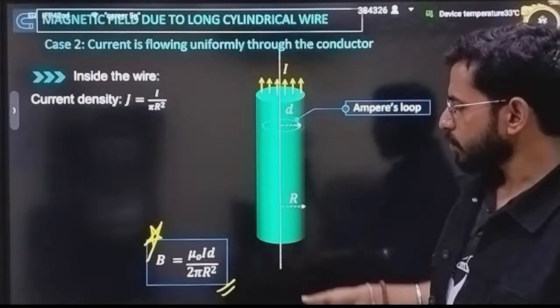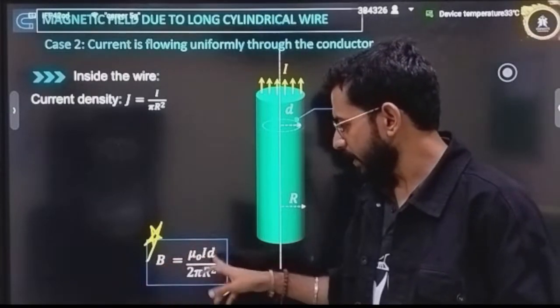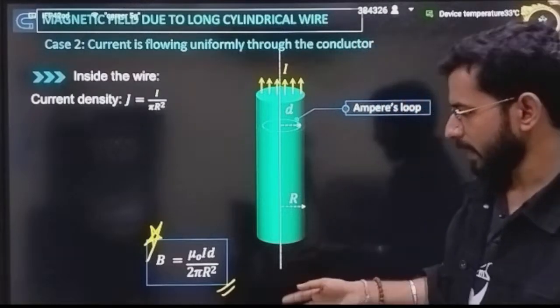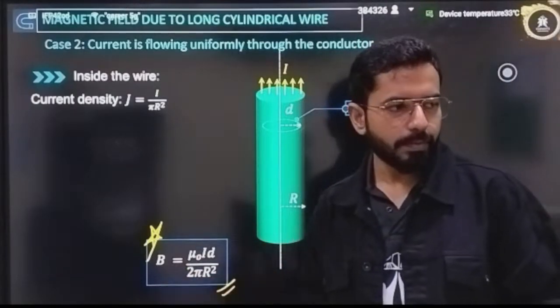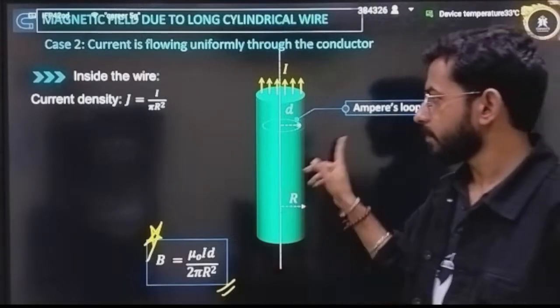Is it clear? So let's understand the variation also. How is the magnetic field varying with this distance d? I can say simply it is directly proportional. Correct? Is it true to say that it is directly proportional? Any doubt? Clear? Oh, very good.